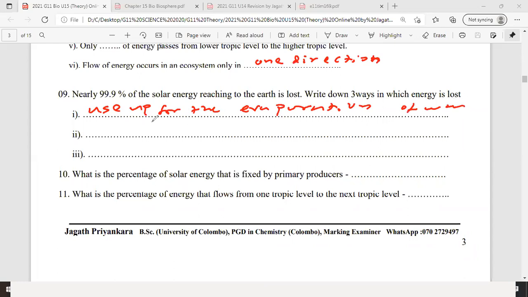Number 2. Out of the total energy reaching from the sun to the earth, photosynthesis uses only 0.1%. The rest goes to various things, such as evaporation of water from the aquatic environment. What else happens to this 99%? Any volunteers? Yes?